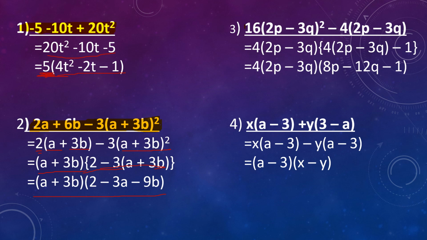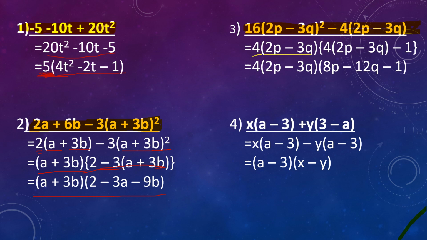Coming to next question, 16 times (2p minus 3q) squared minus 4 times (2p minus 3q). So children, if you look carefully, in numeric there are 16 and 4. HCF is, what is the HCF? 4. 2p minus 3q is the same, but exponents are different. The first place it has got power 2, the second place it has got power 1. So we will take least exponent. So overall common is 4 times (2p minus 3q).